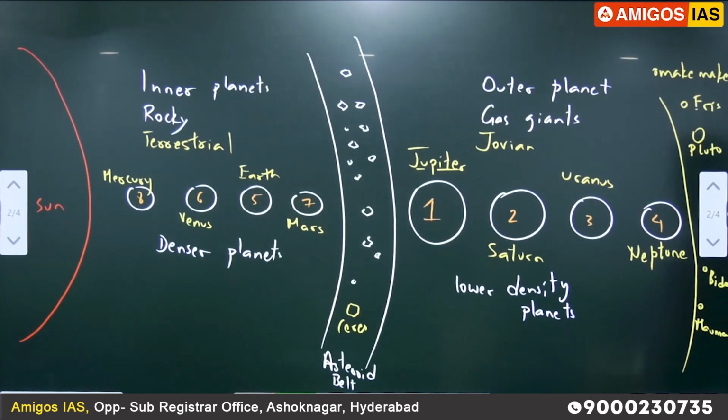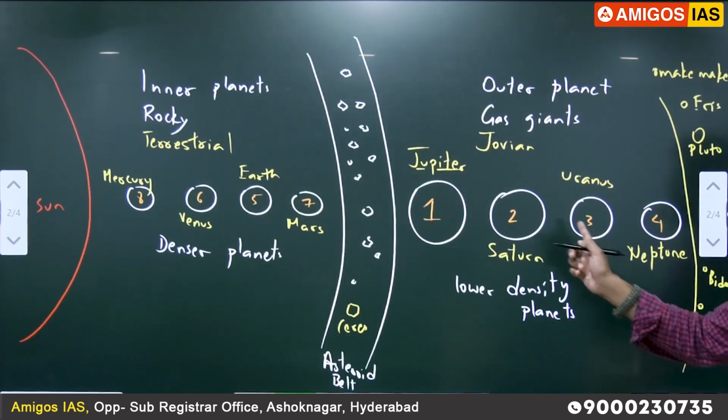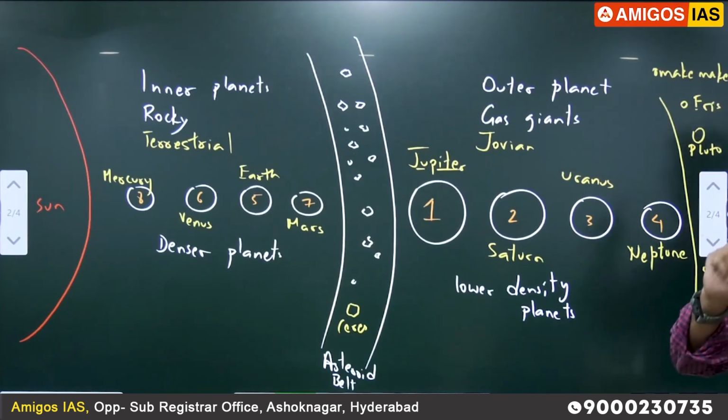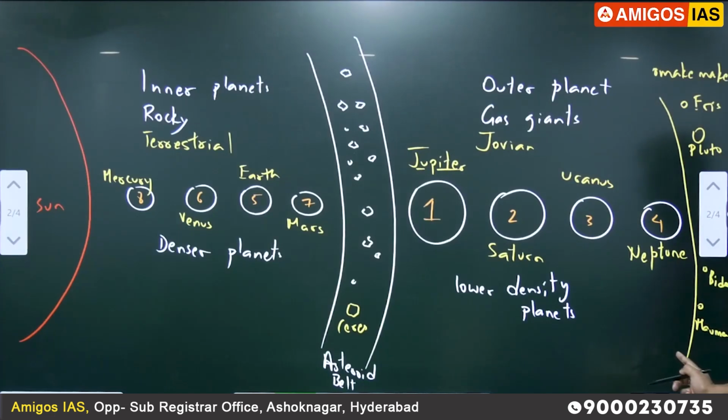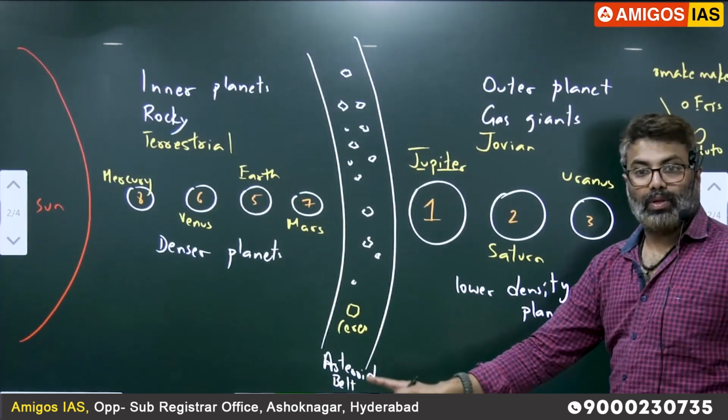Can I continue? Shall I continue? How many dwarf planets? Six. Out of six, five of them are here. One is this here. Okay.